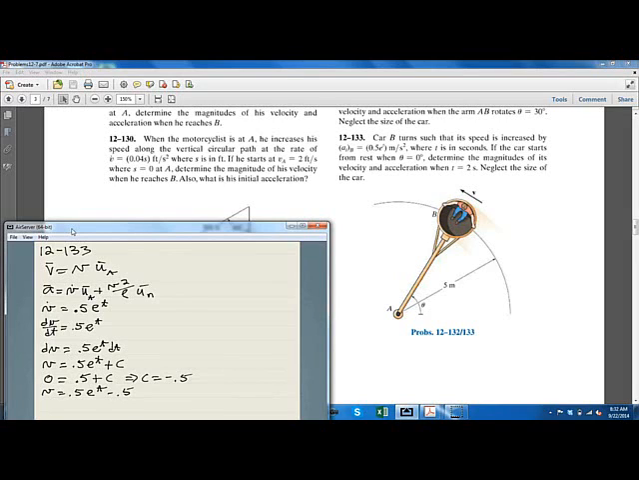They wanted acceleration. Do you know everything you need to know for acceleration? What do you need? You need v dot? Do you know it? It's given, right? So you just plug in the time, boom, you got the v dot. What about v squared over rho? You got the v. Do you know the rho? Yes. 5 meters.